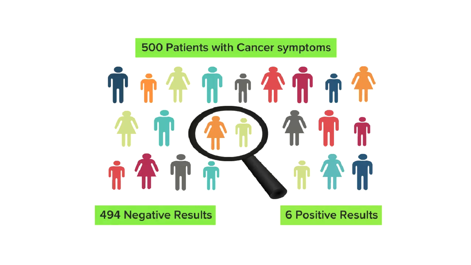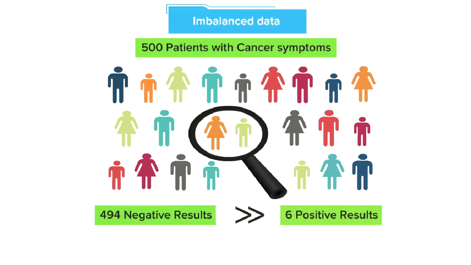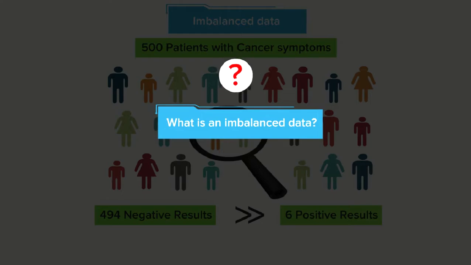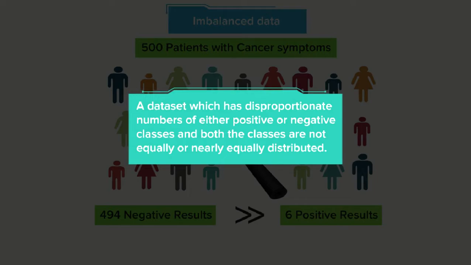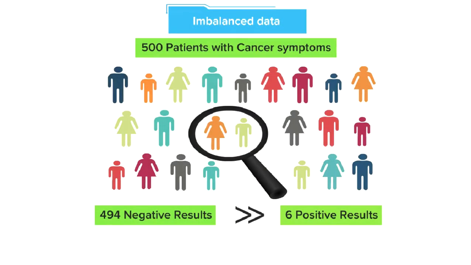Intuitively, we can say that the patients suffering from cancer are pretty less in number as compared to the people who do not have cancer. This is a classic example of imbalanced data. Now, what is an imbalanced data, you may ask? An imbalanced data is a data set which has disproportionate numbers of either positive or negative classes, and both the classes are not equally or nearly equally distributed. For example, here the class 0, that is, people who do not have cancer, is far more frequent than class 1, that is, people with cancer. Most of the logistic regression problems suffer from this problem of imbalanced data, and you need to be mindful of the same.